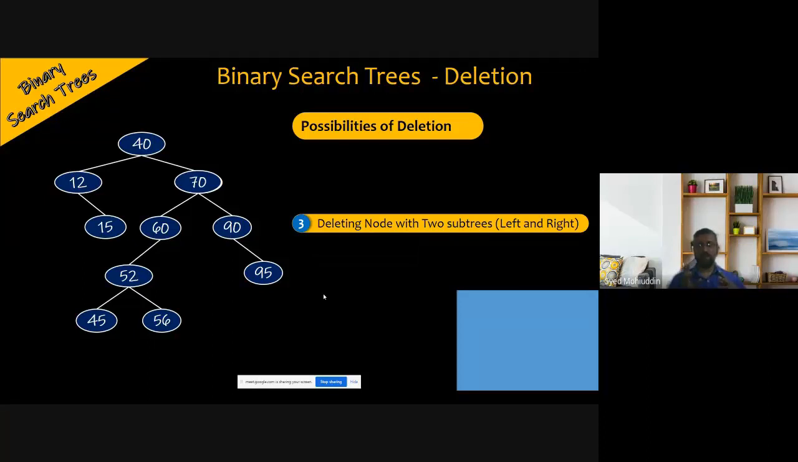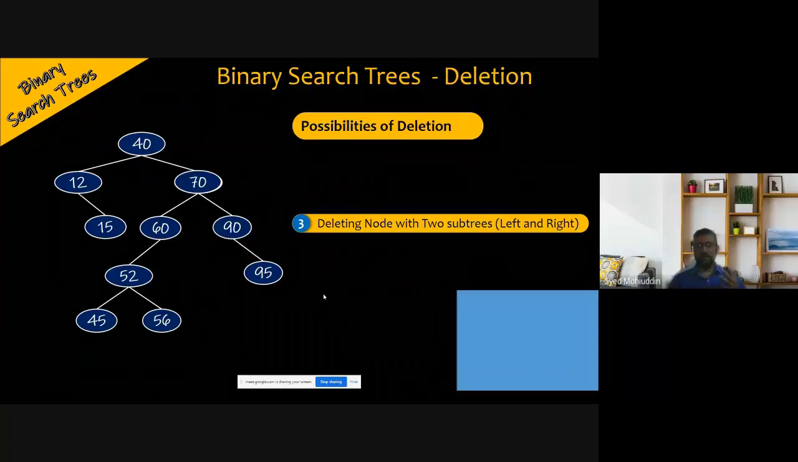There are three possibilities: deleting a leaf node, deleting a node with a left or right subtree, and deleting a node with both left and right subtrees. Deleting a leaf node is very easy. Simply make the left or right child in the parent node null. That deletes the leaf node.